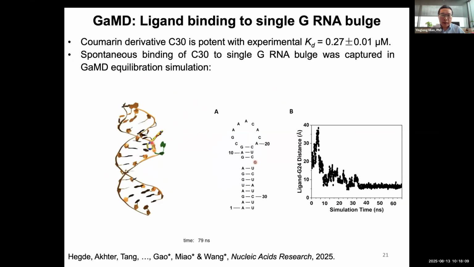We also noticed it can interact with the G bulge, like G24. If we track the distance from the ligand to G24, initially we had high fluctuations, but gradually it can level off and stay around 5 angstroms. So we have a good binding, even in just the very short 70 nanosecond GaMD equilibration simulation.